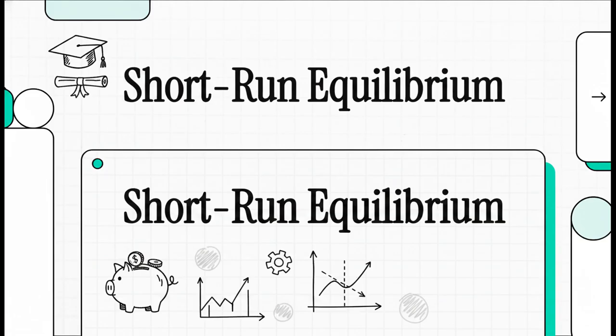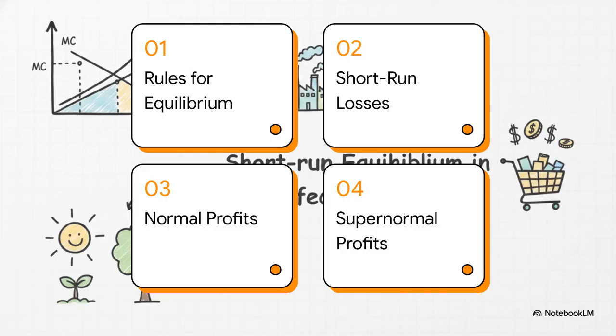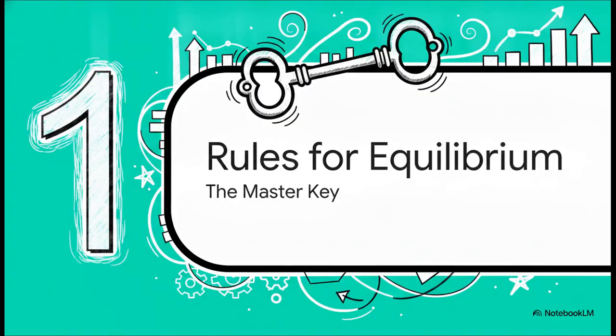We're looking at a perfectly competitive firm in the short run. Today's syllabus is broken down into three clear visual chapters. We'll start with the profit maximization rules, move to Chapter 1, short-run losses, then Chapter 2, normal profits, and wrap up with Chapter 3, supernormal profits. Section 1, the profit maximization rules.